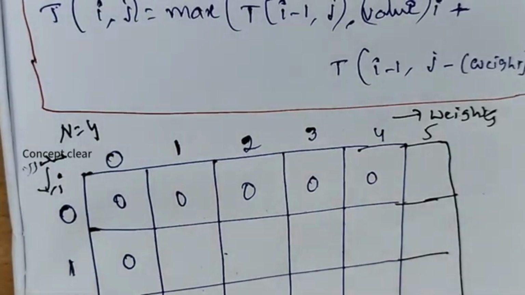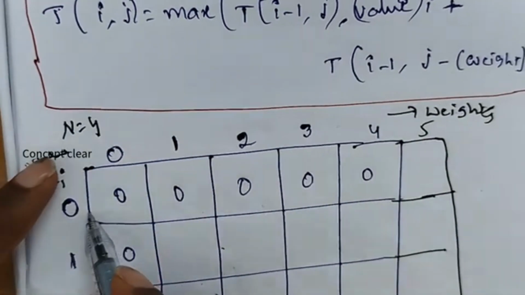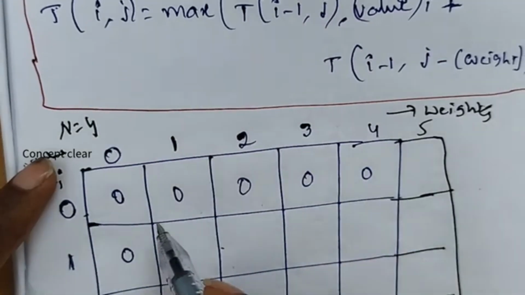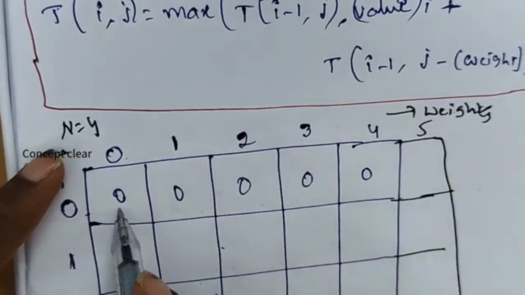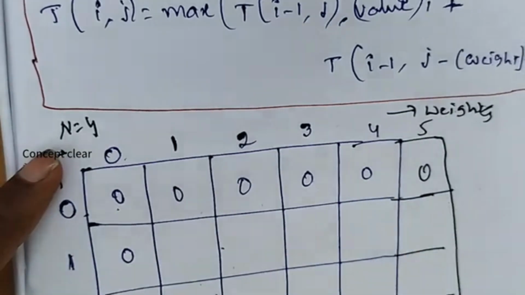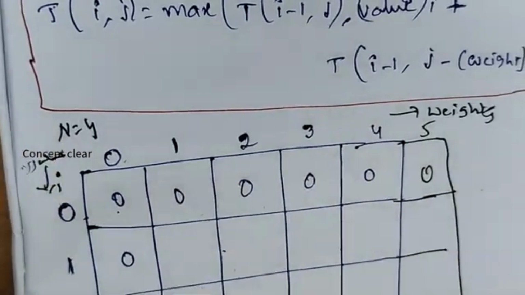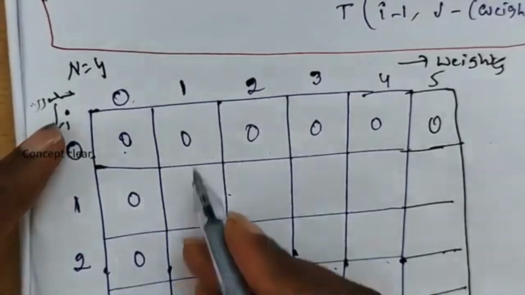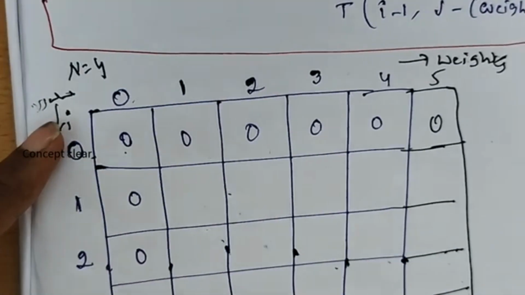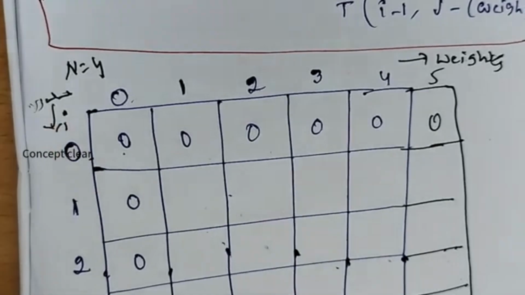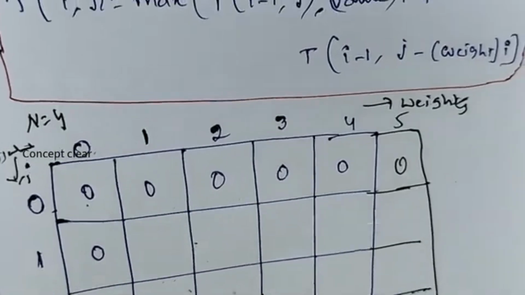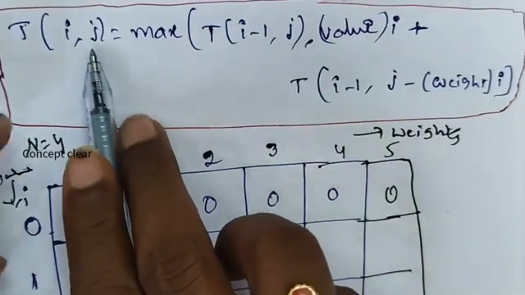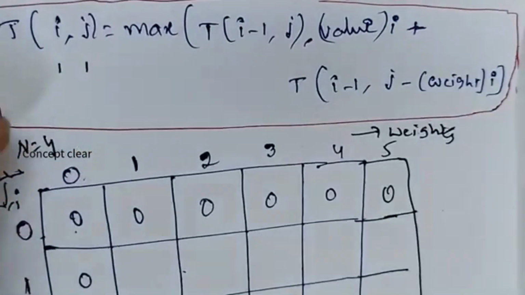If the object is the 0th object, all the weights are 0. For the 0th row and 0th column, we fill everything with zeros. What about the remaining? First row and first column: we have to calculate T of 1 comma 1. What is the formula here? T of i comma j, where i equals 1 and j equals 1. We have to apply this.